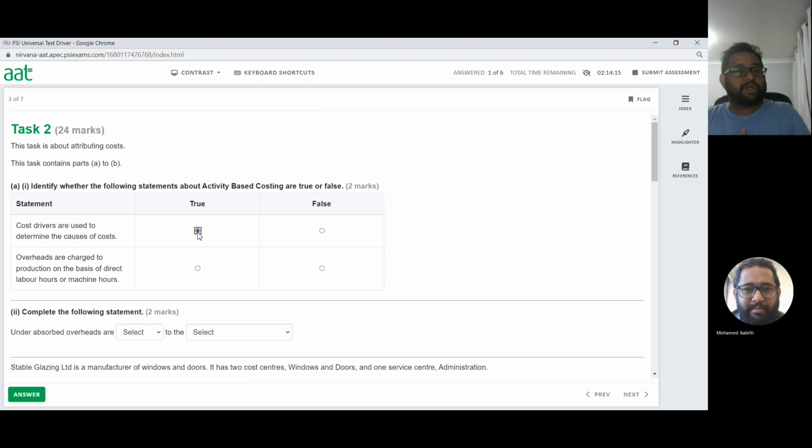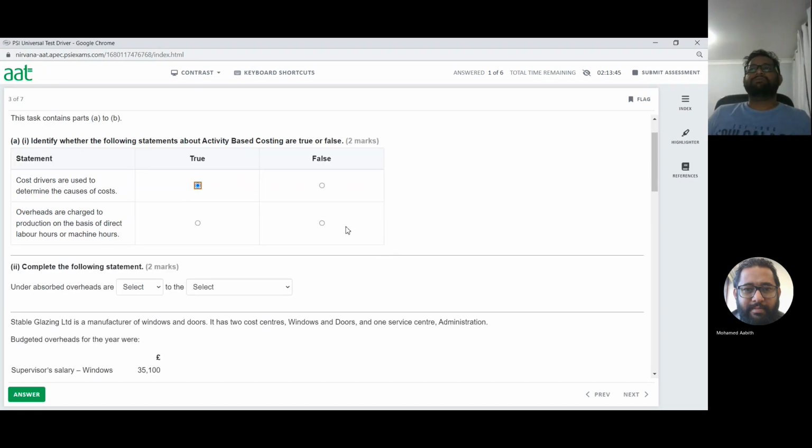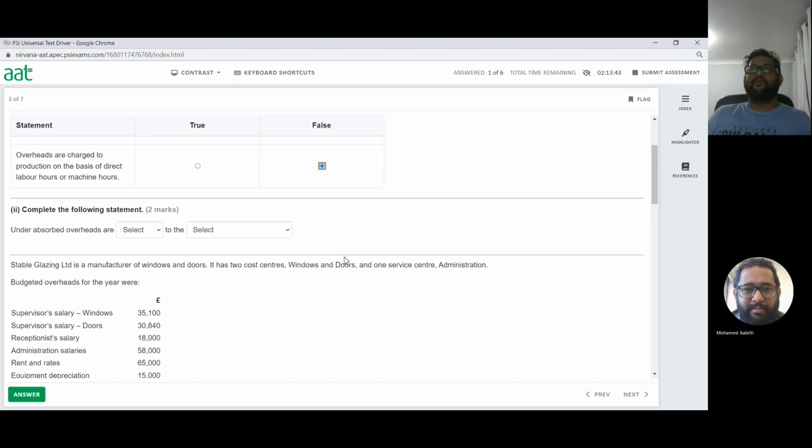Overheads are charged to production on the basis of direct labor hours or machine hours. That cannot be. Why? When it comes to activity-based costing, these two will not be relevant. The OAR is applied as a standard practice throughout for everything, depending on how many hours they work. But with activity-based costing, we have to remember the cost drivers will allow you to find the cost of each activity, and then it can be apportioned accordingly. So the answer for this one is going to be false.